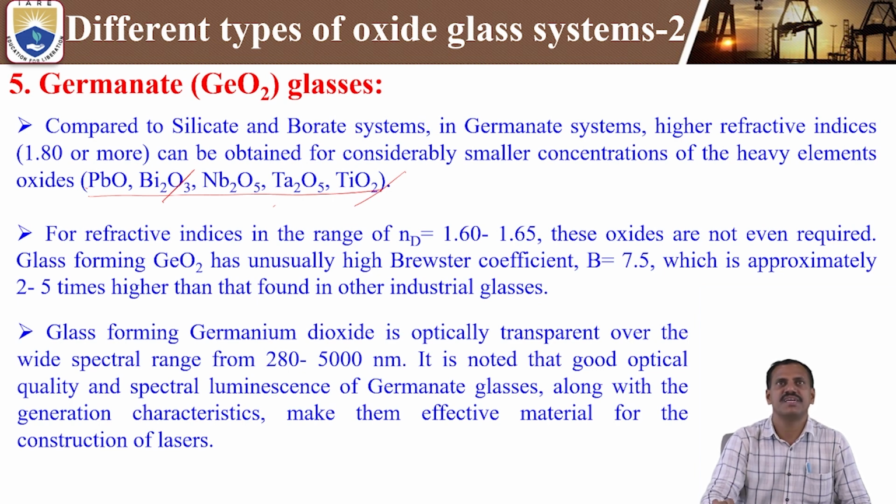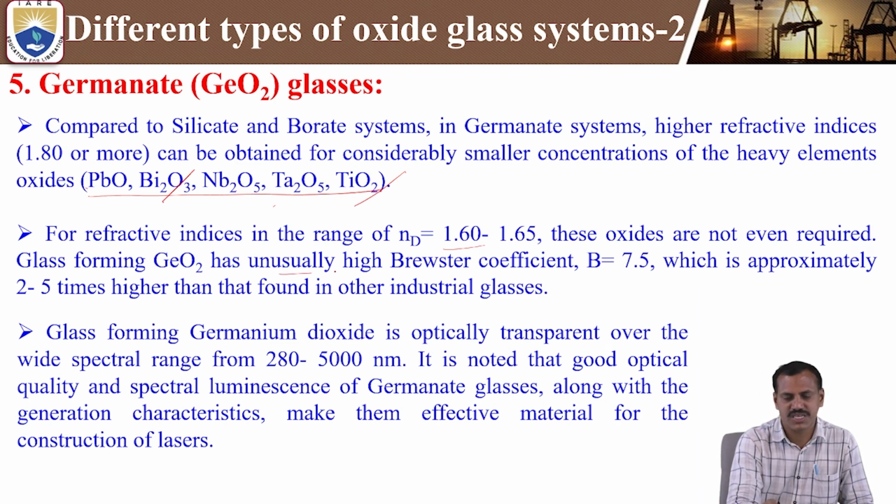Whenever these are added into the germanate-based glass system, we can increase the refractive index of the glass system. For that purpose they are adding these heavy metal oxides into the germanate-based glass systems to improve the high refractive index. For refractive indices in the range of nD value 1.60 to 1.65, oxides are not even required.